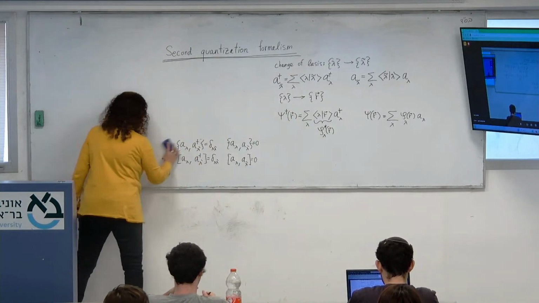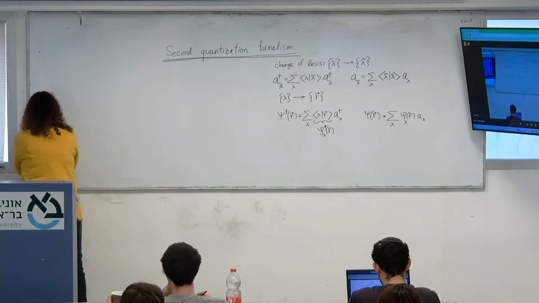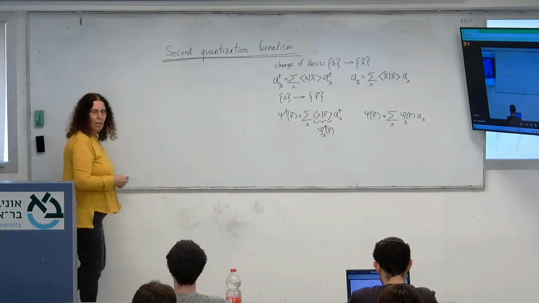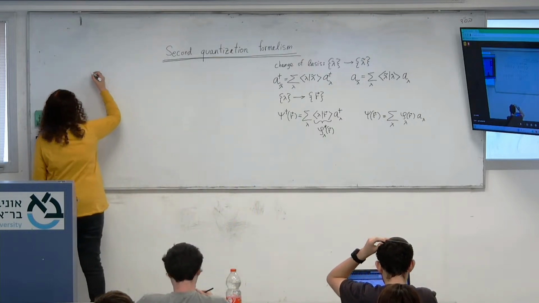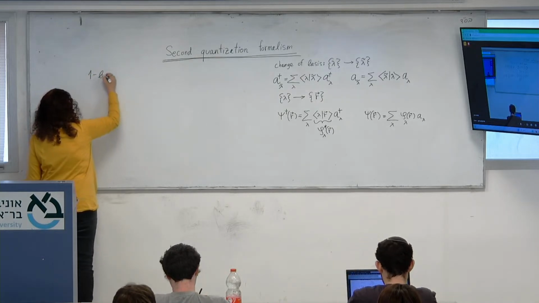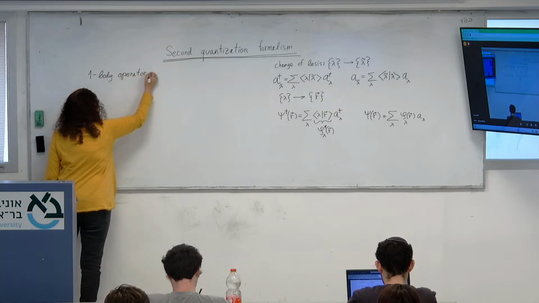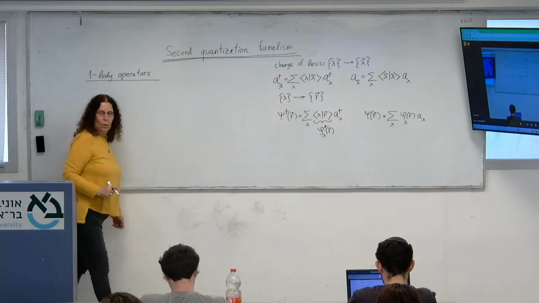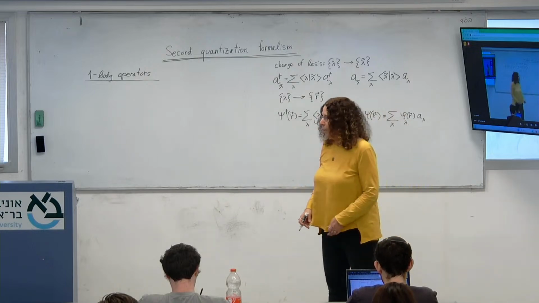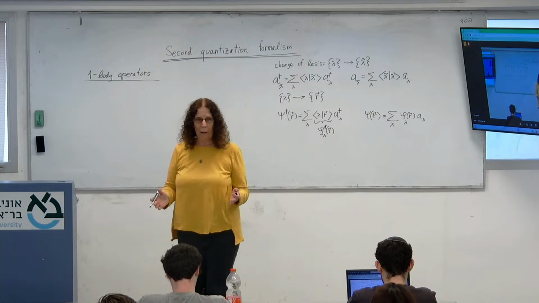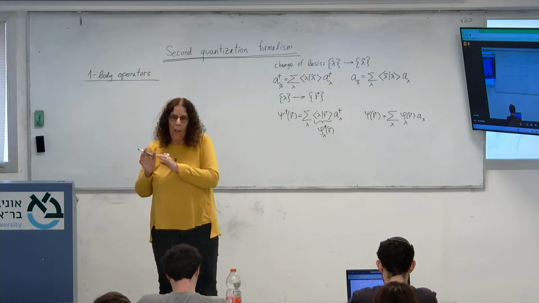So we're going to classify operators according to how many particles they act on at a time. And the first type is going to be called one-body operators. What is a one-body operator? It's a set of operators that, of course, can act on a system of many particles, but it acts on each particle separately. So this is the simplest thing.